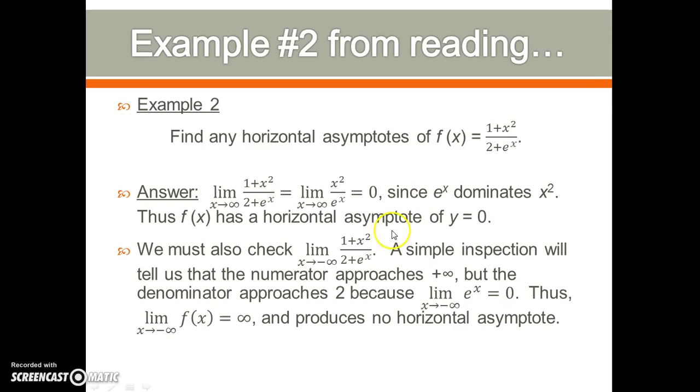the denominator approaches 2. So we have a situation where a number approaching infinity is on the top and a numerical value is on the bottom. Thus, the limit as x goes to negative infinity of f of x is equal to infinity, and we have no horizontal asymptote as we go to negative infinity. Overall, this function f of x has a horizontal asymptote of y equals 0, but just a single asymptote.